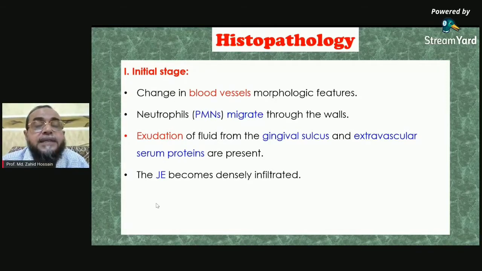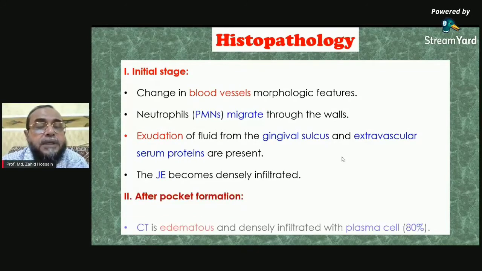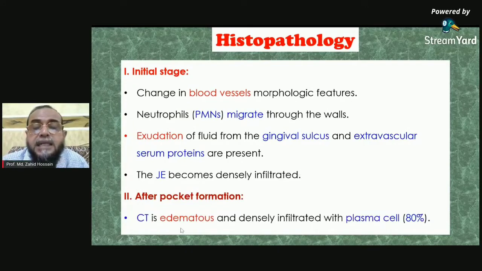Junctional epithelium becomes densely infiltrated by different types of inflammatory cells. After pocket formation, connective tissue is edematous and densely infiltrated by plasma cells, 80%. Remember this, a very important point. Plasma cells actually come from lymphocytes. Lymphocytes include T cells and B cells. The B cell becomes the plasma cell, a very big B cell.